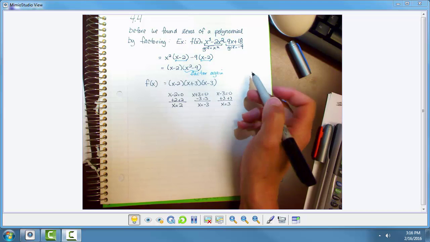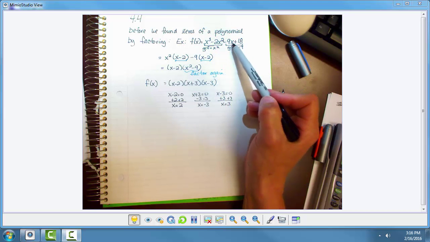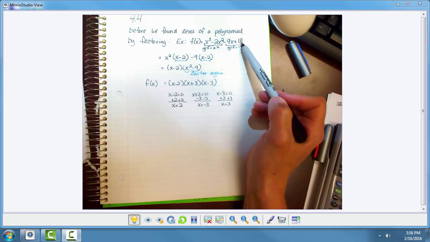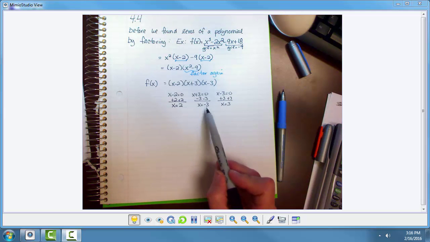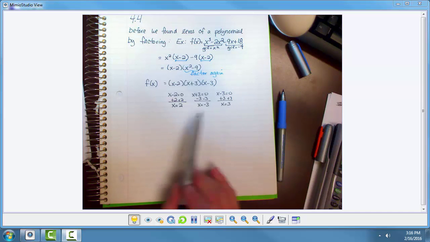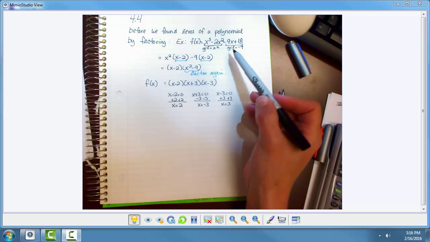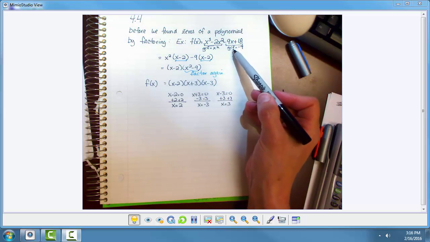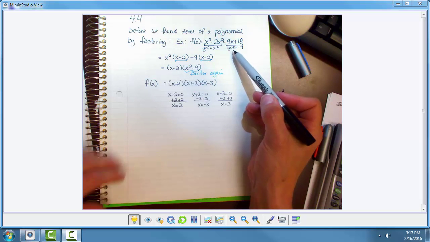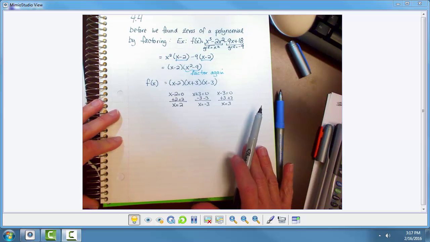So the polynomial function x cubed minus 2x squared minus 9x plus 18 has zeros of 2, negative 3, and 3. Well, in section 4.4, we're going to go backwards. You're going to be given the zeros, and you're going to have to come up with the polynomial. So with that in mind, I'm going to look at number 5 on page 342 in your book.